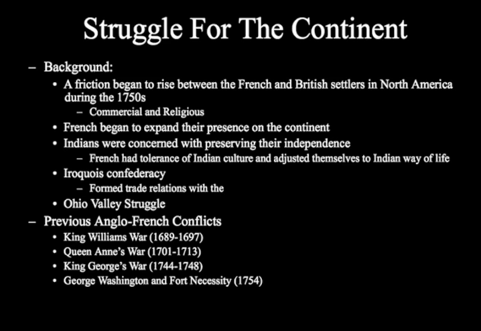Fort Necessity was near Fort Duquesne, the French fort. The French assaulted Fort Necessity and trapped the English inside. A third of George Washington's militia died, and Washington surrendered. This marked the beginning of the Anglo-French struggle for the empire, the French and Indian War.